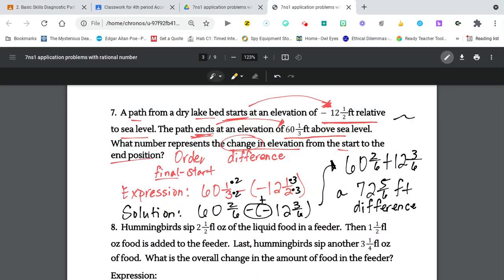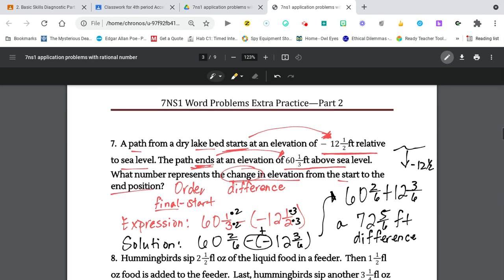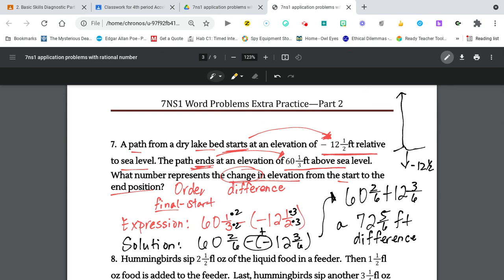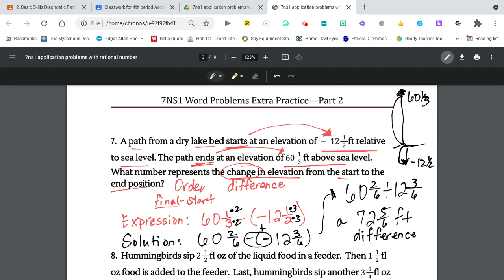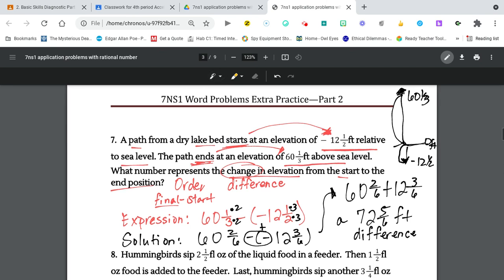And you can tell if you started out at negative 12.5 feet and you went up to 60 and 1/3 feet, then you got to go here and here to get that entire difference, which is going to be 72 and 5/6 once you find a common denominator. All right. That was 0. That's the sea level, okay?